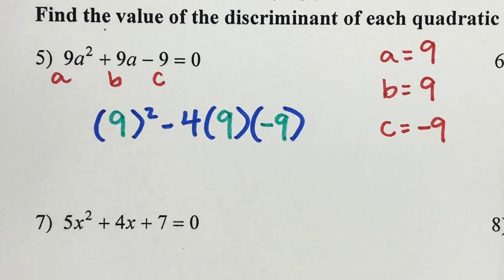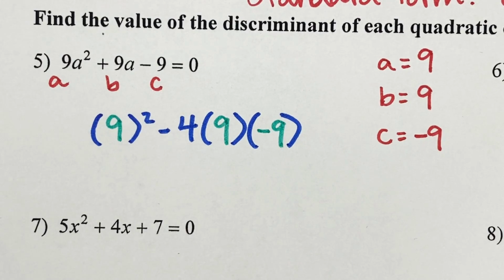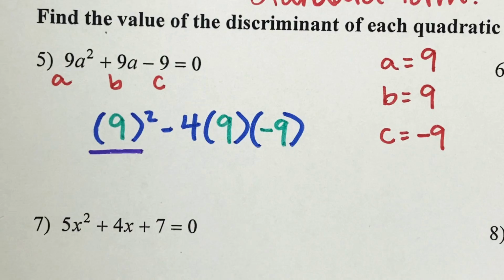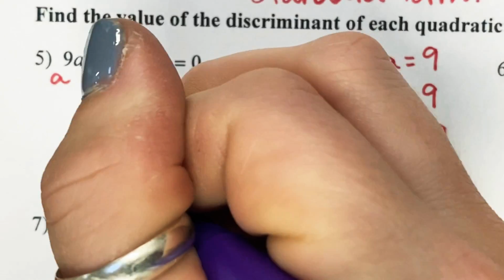So we're going to solve this in pieces. First piece I'm going to solve is going to be 9 squared. What is 9 squared? It's going to be 81.